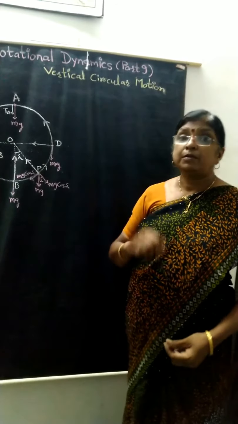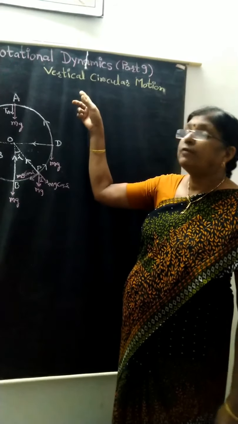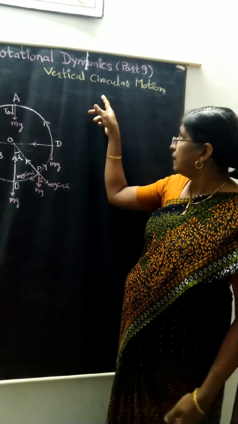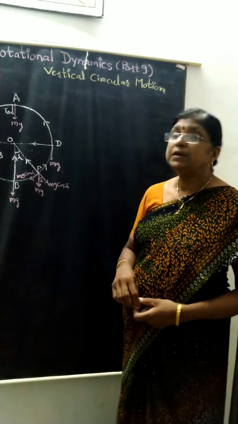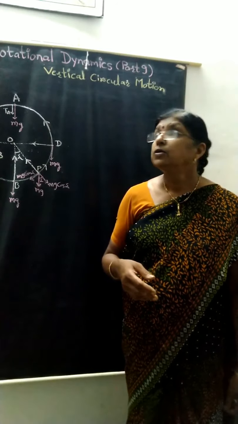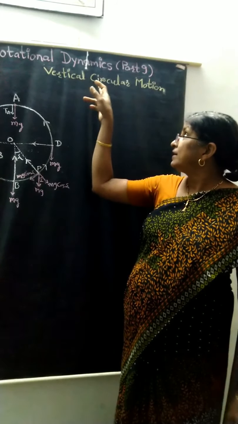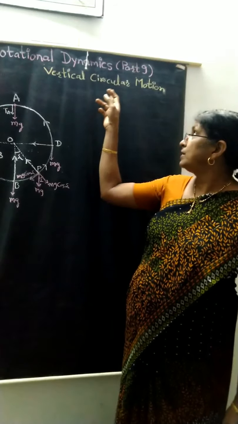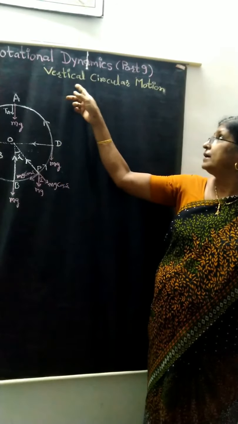The vertical circular motion is of two types. One in which the motion is governed not by the gravitational force only, which means we have to supply the energy externally so that it performs vertical circular motion. What is vertical circular motion? As you know, when the circular motion is in a vertical plane, then it is known as vertical circular motion.